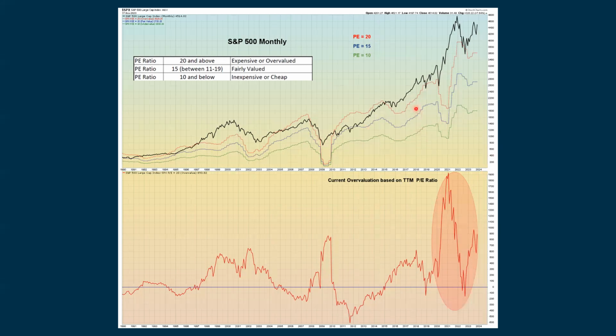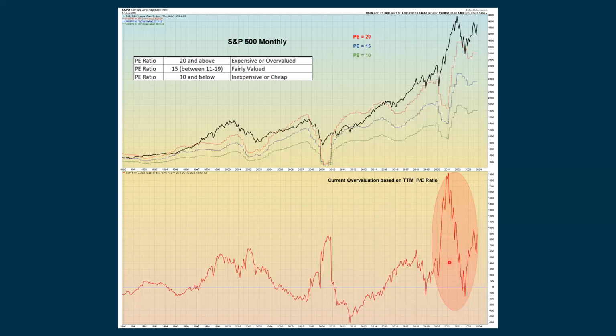Then we can plot this with the green, red, and blue lines here, and then put the current price of the S&P on a chart. And right now, we see the S&P, which is in black, it's well above the PE ratio of 20. So on a historical basis, we are considered overvalued at this point. But we can stay this way for a long period of time, and it doesn't necessarily mean that the market's going to fall apart right away.